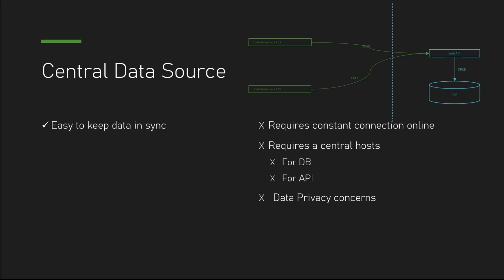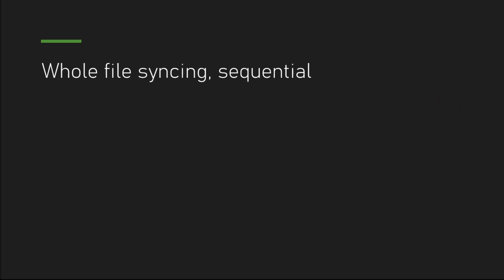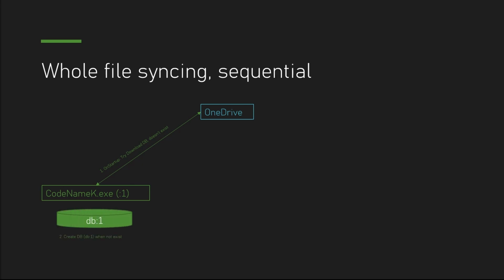And of course, like most of the solutions, there is a trade-off. The data sharing across users becomes a little bit more complex. For the sake of privacy, I think it's worth it. Okay, now let's take a look at how CodeNameK would run under a system like that. At the very beginning, the client will check the OneDrive to see if there's any existing database to sync down. Since there's nothing, the CodeNameK client creates its own database. We call it DB1.